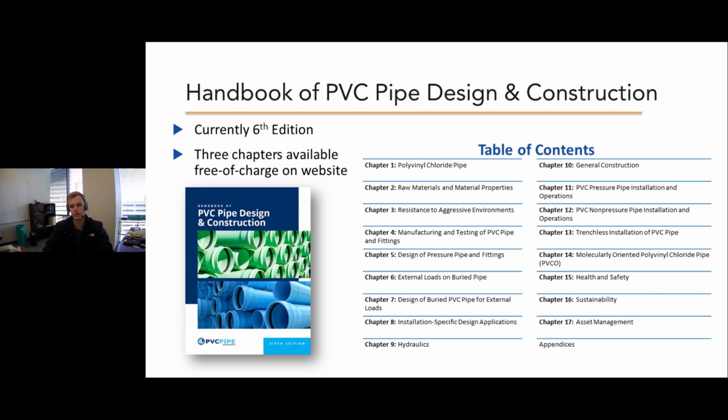We did add 3 new chapters here. The last 3 chapters: chapter 15, health and safety; chapter 16, sustainability; and chapter 17, asset management. All 3 of those are new to the 6th edition, as well as a number of updates that were done to the existing chapters. A number of tables were moved to the appendices, and we'll be getting into that, as well as a brief summary of each chapter.